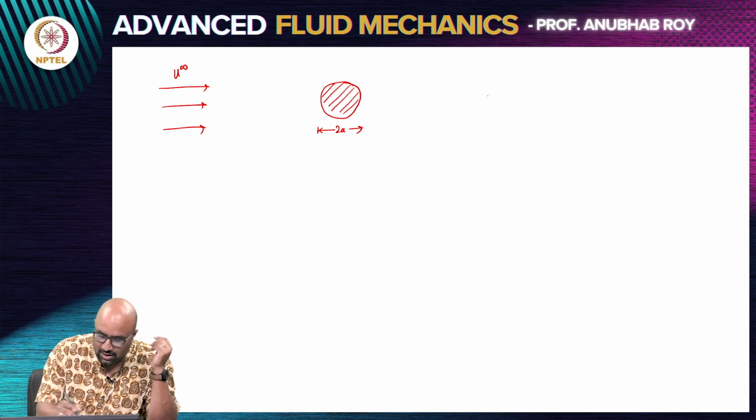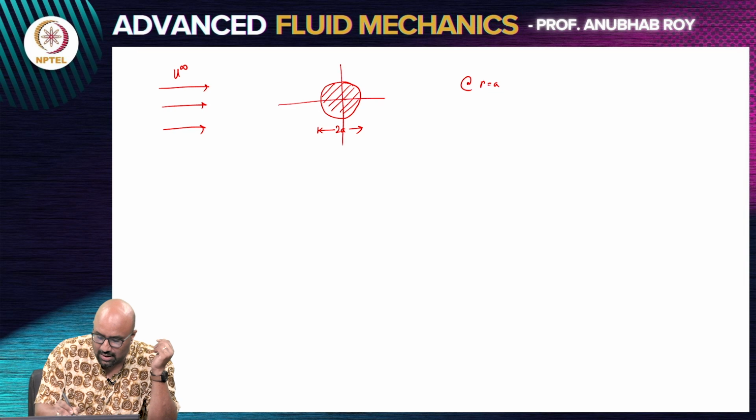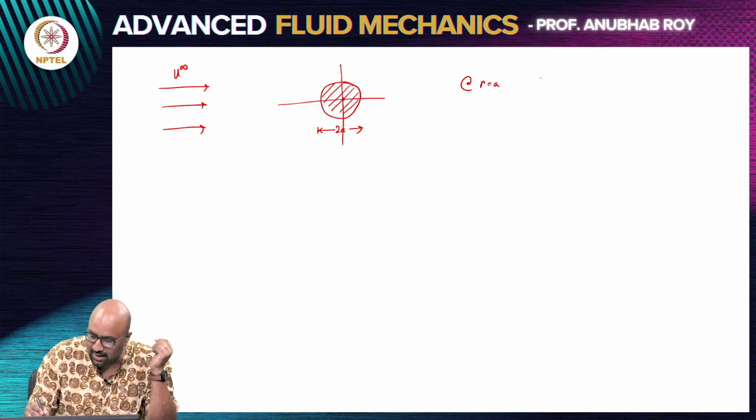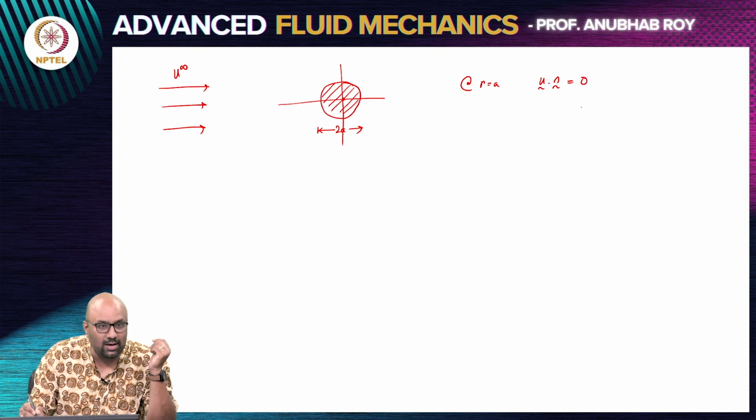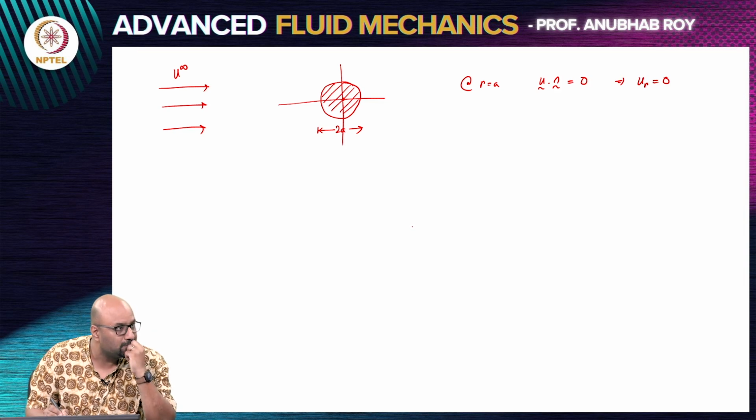So, the boundary condition in this particular problem is at the surface of the cylinder. So, at r equals a, if my origin is here, the boundary condition we know from potential flow should only be the no penetration boundary condition, u dot n equals 0. Now, what is u dot n? It's a polar coordinate system, n is always radial. So, this implies that radial velocity should be 0, right? That is the boundary condition.